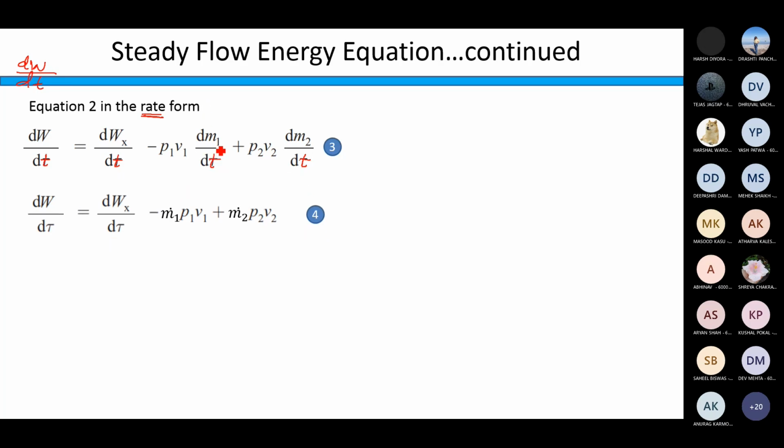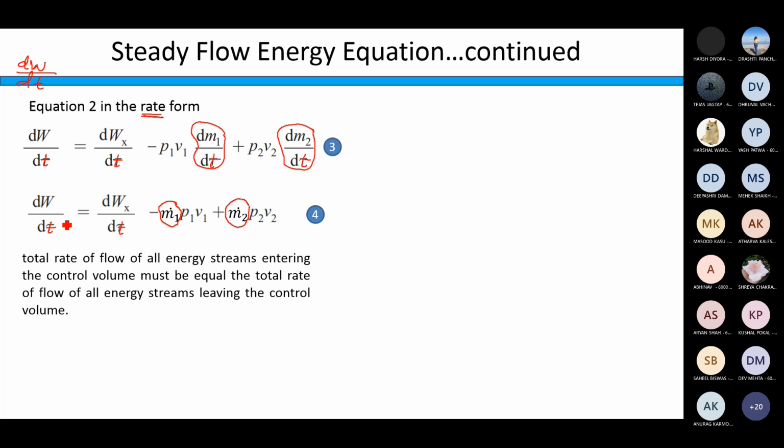Now we know this dm1 by dt is nothing but the mass flow rate at the inlet, so this term will be replaced by m1 dot. Similarly, dm2 by dt is the mass flow rate at the outlet, so it is replaced by m dot 2. The rest two terms are kept as they are. And name this as equation 4.